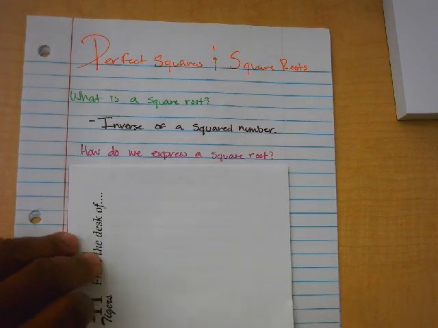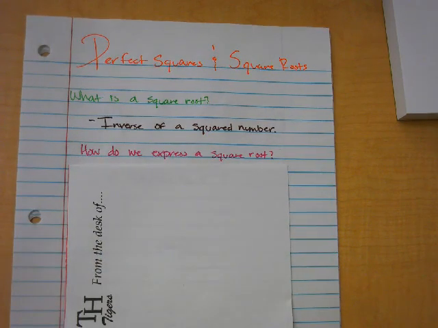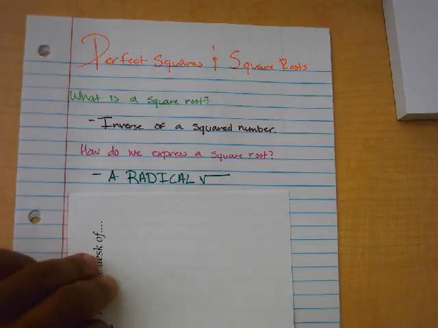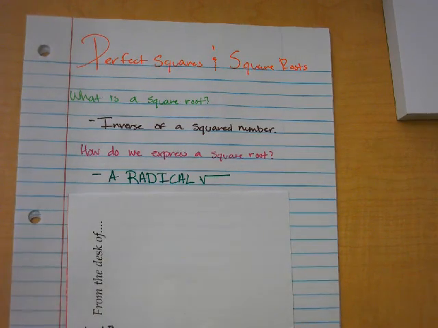And so the next question I have for you is, how do we express a square root? So write that down. How do we express a square root? Like, how do we know that that's what we're looking for? Well, we use a radical. Okay, and so that little sign there looks like a check mark, but then turns into a division box. That's called a radical. And so anytime you see a number inside of that radical, it's asking you to find the square root of that number.